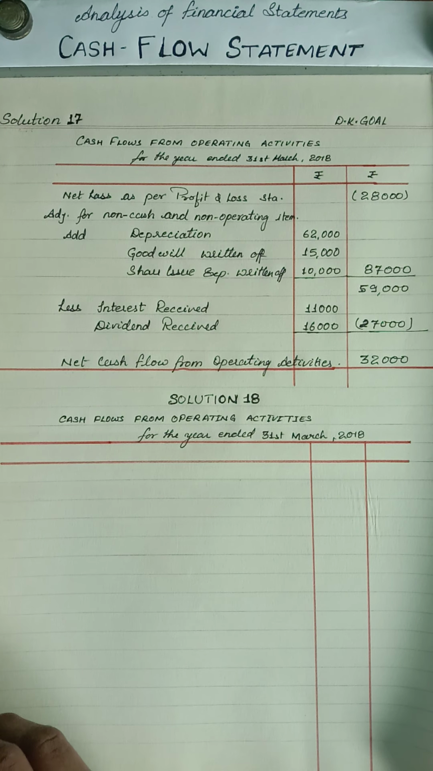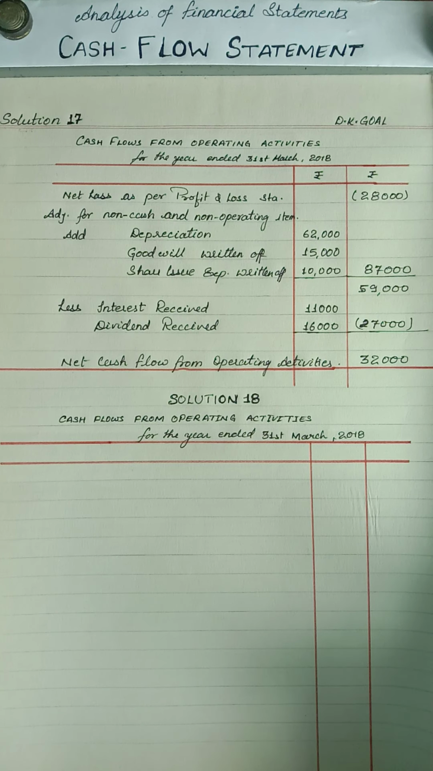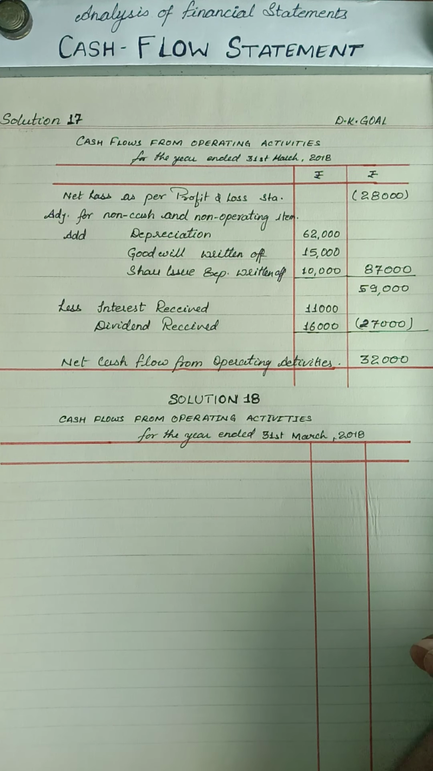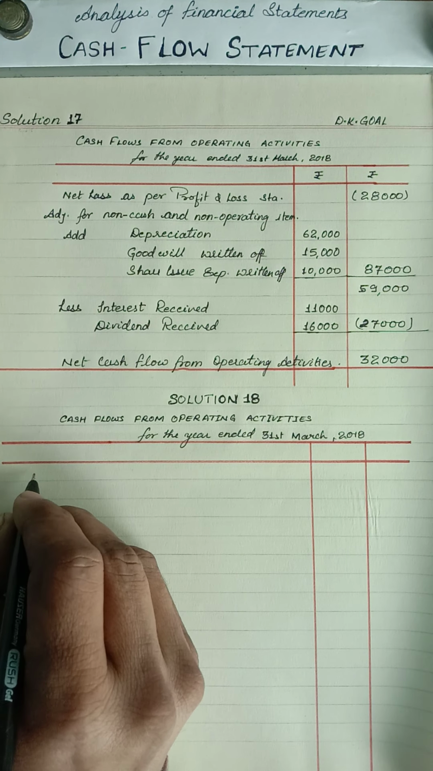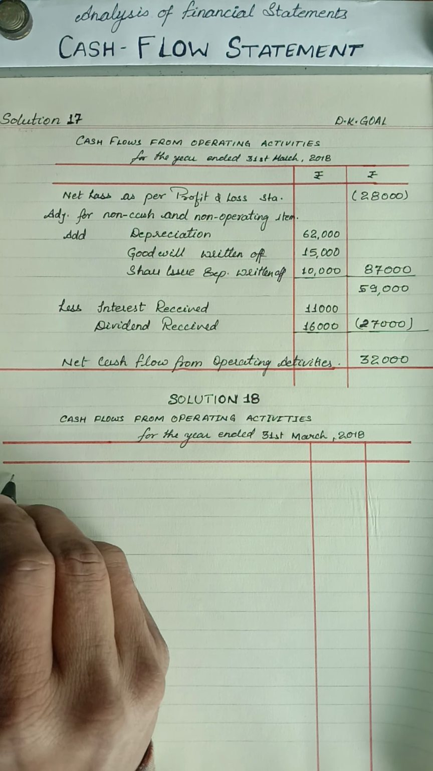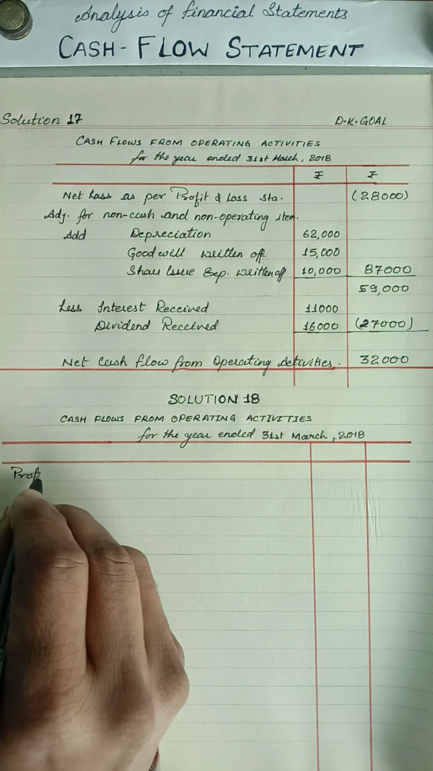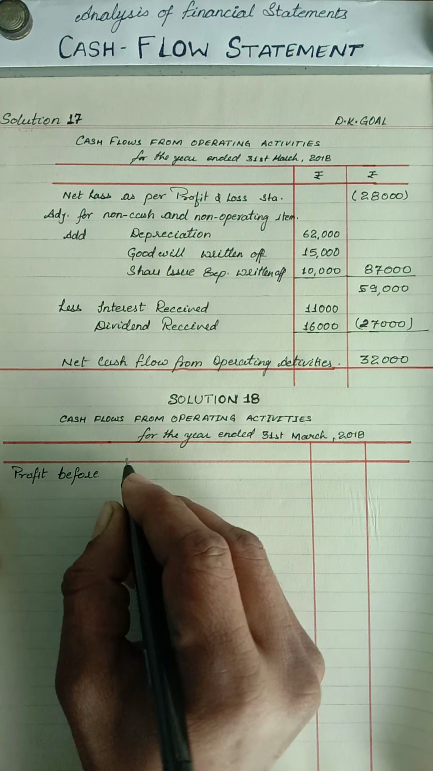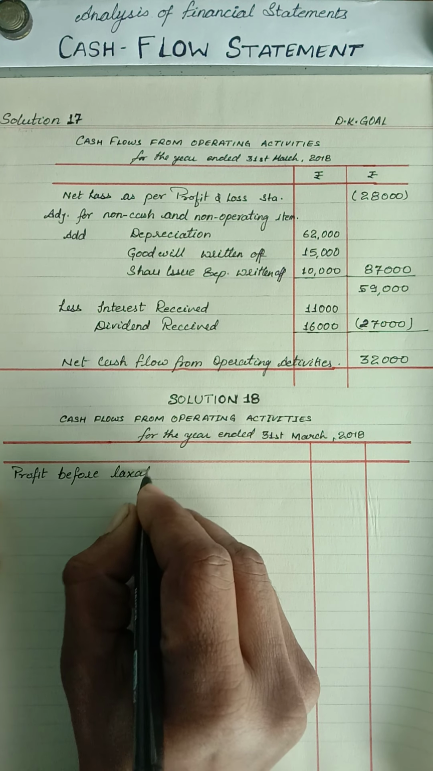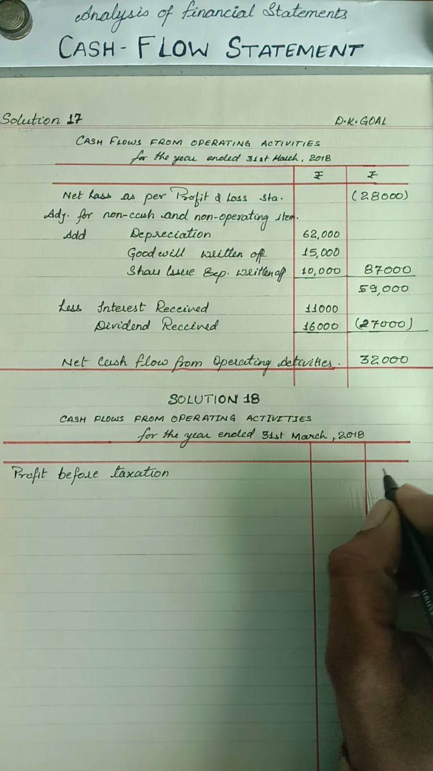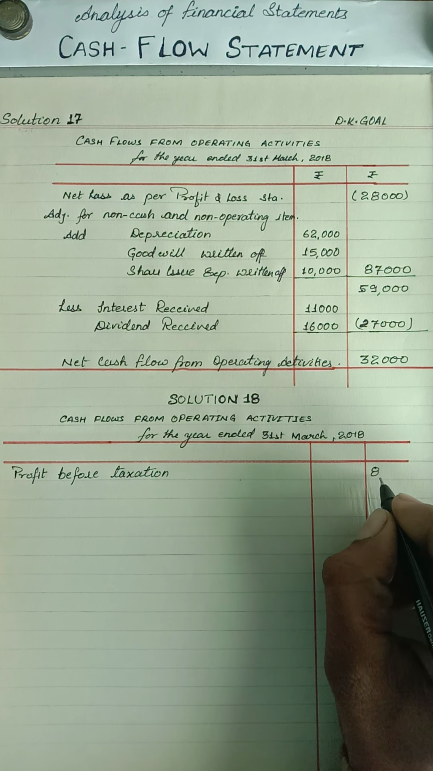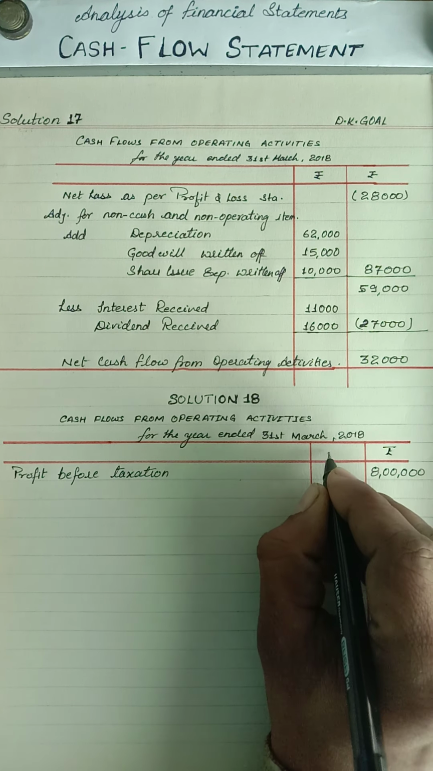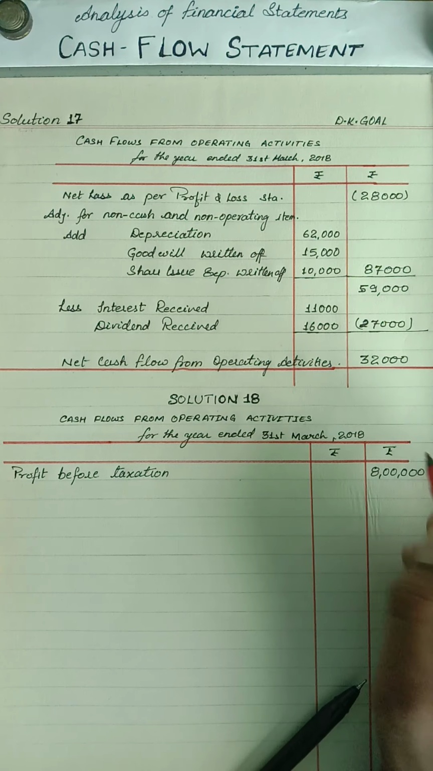First of all, we have profit before taxation. It is given in the question that profit before taxation is 8 lakh rupees. So first of all, we will write here profit before taxation. It is already given in the question. This is 8 lakh rupees, so I have recorded 8 lakh rupees here, and here also we will put 8 lakh rupees.